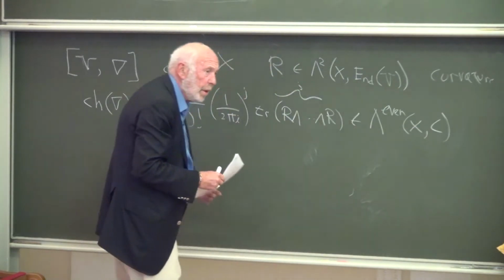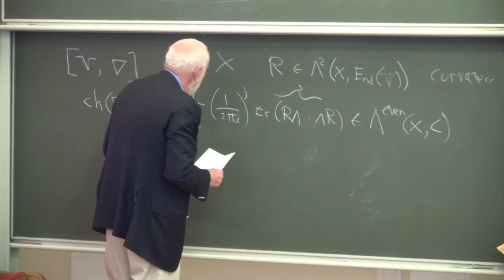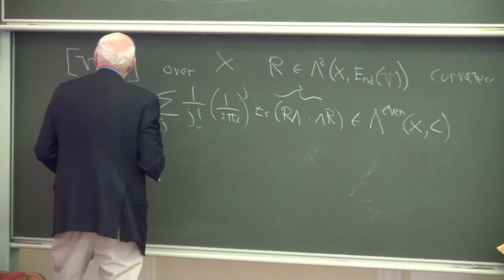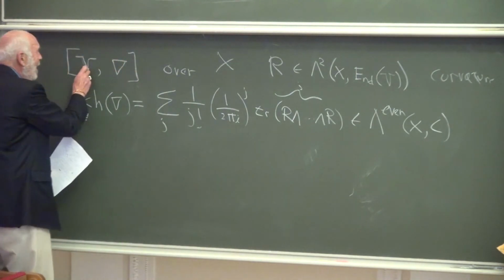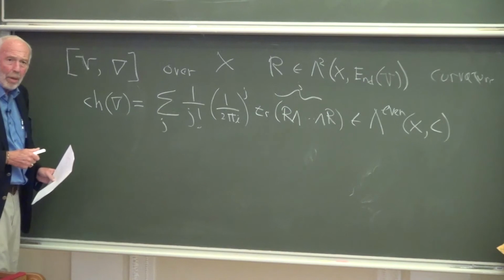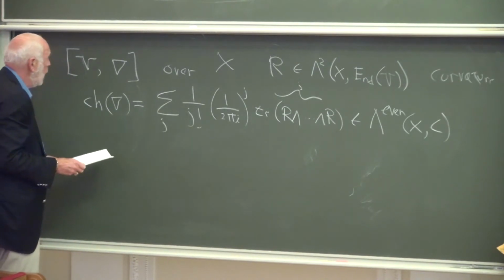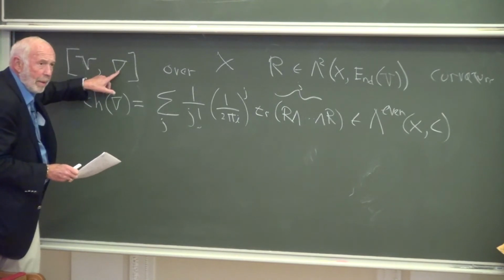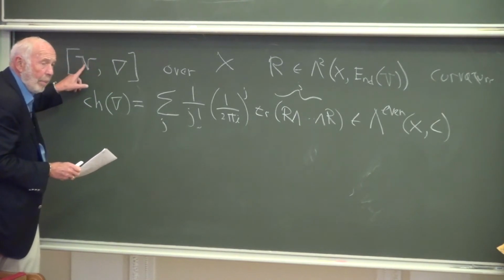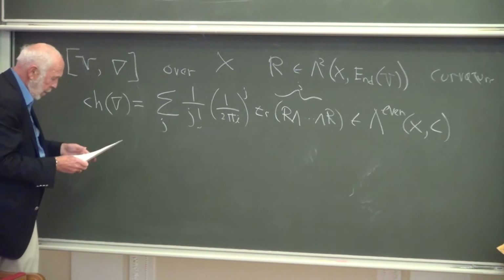Complex coefficients. V is a complex bundle, you said? Yeah, I didn't say it, but I should have. V is a complex vector bundle. Del is a complex linear connection. This is a connection. This is a complex vector bundle. This is the Chern character.